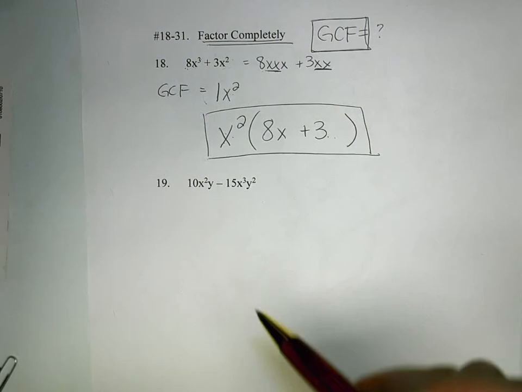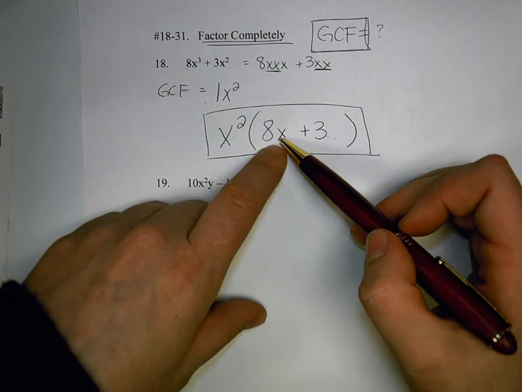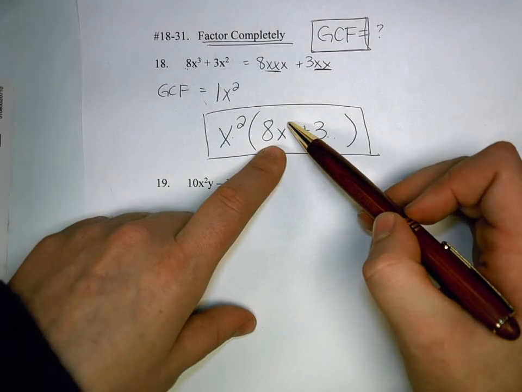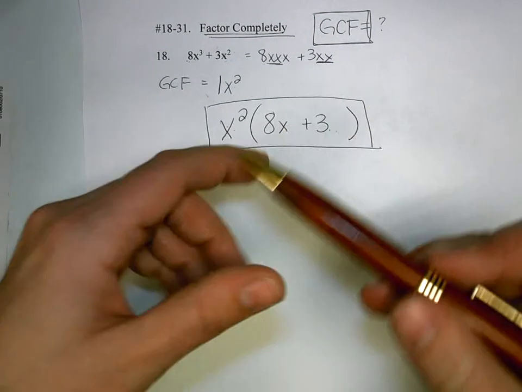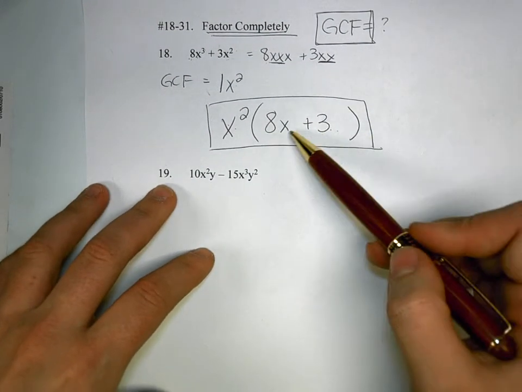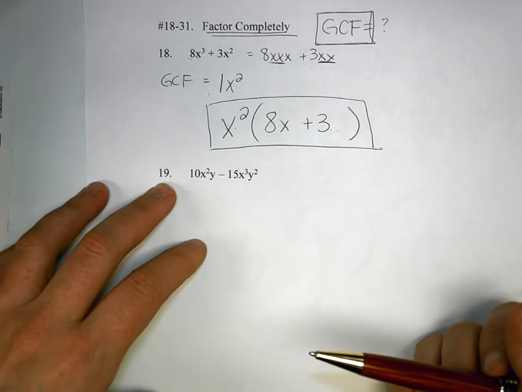The reason we can't factor this more is because I have x to the first power inside here. I can't break that down anymore. I won't have a base and a height because I'll only have 1 power of x.